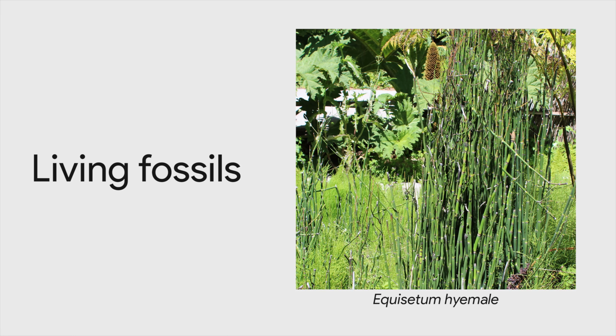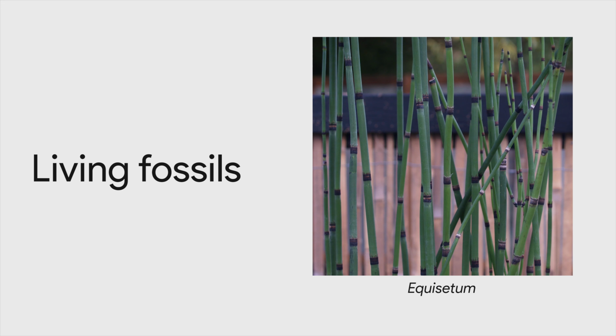350 million years ago, the horsetail ferns, Equisetum species, grew into trees. Some of these became the world's coal deposits. Today, they are herbaceous and produce their spores in a cone-like structure. They are feared by gardeners because they are very difficult to kill.